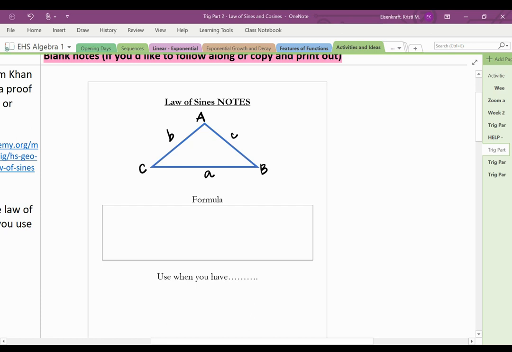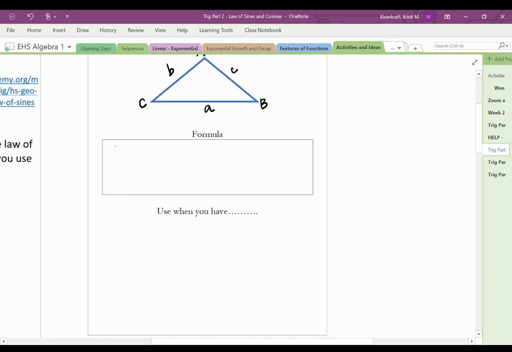Law of sines says that if you took the sine of angle A over A, it would be equal to the sine of angle B over B. So you could use this to find an angle measurement or a missing side length if you knew 3 of the 4 things. This is also true for the last angle and its side. Sine of angle C over C. So any of these proportions can be set up equal to each other.